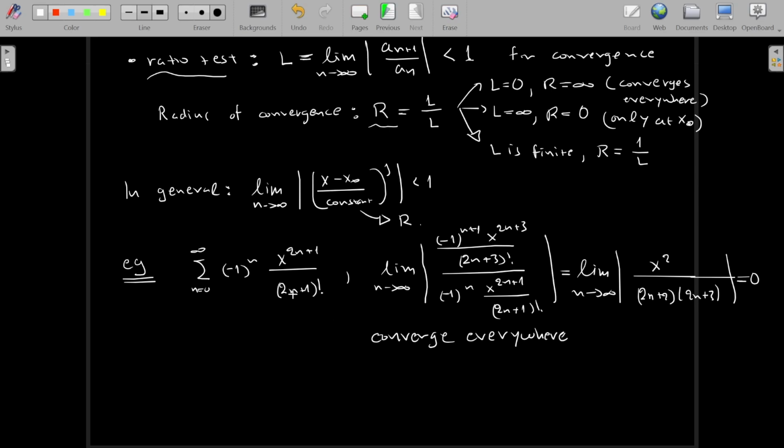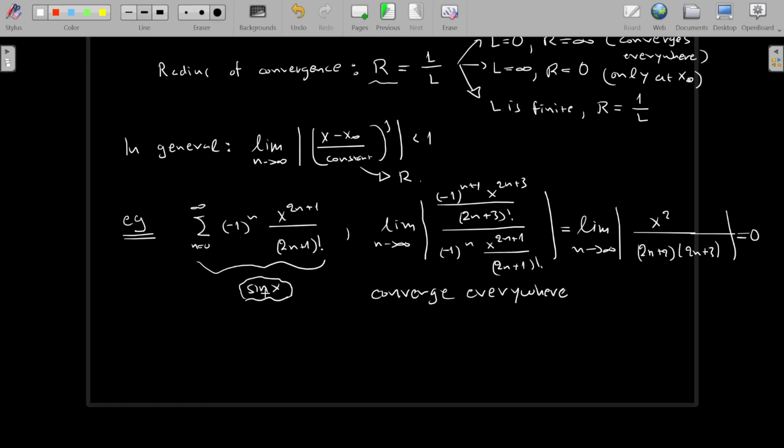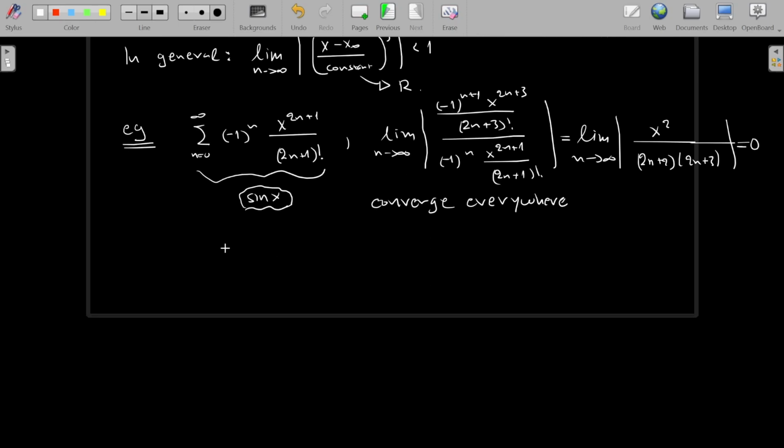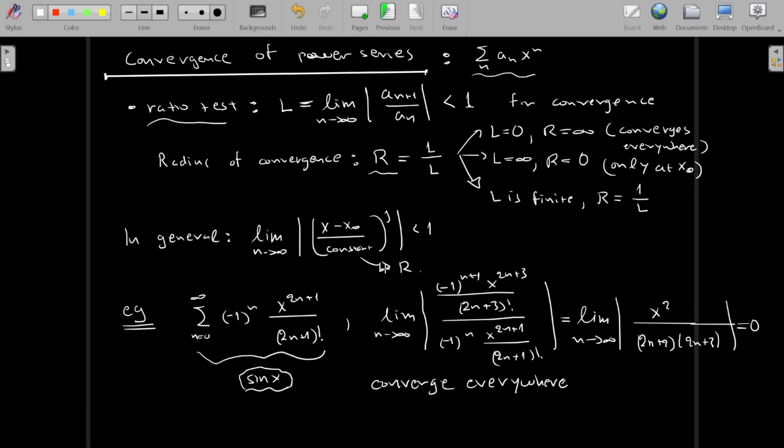And this power series is nothing more than the expansion of sine of x. This is how sine of x is written as a power series. So it makes total sense that it converges everywhere. There's no singularity or anything. It works totally fine for all of R. Now, so this was this case, where it converges everywhere.